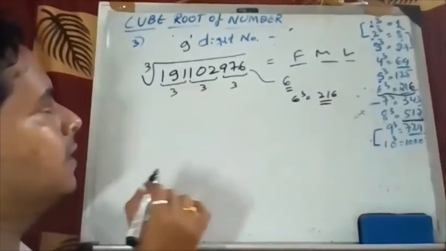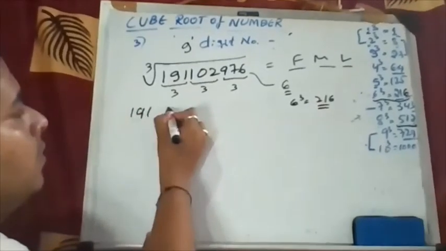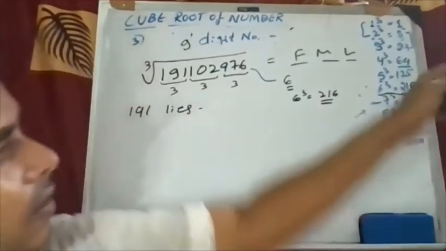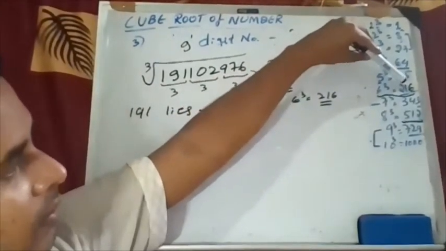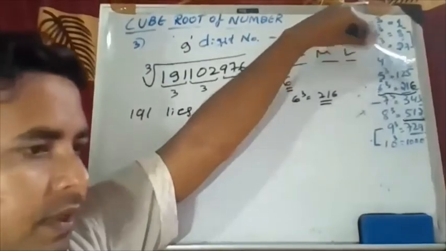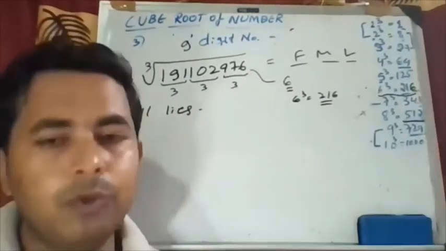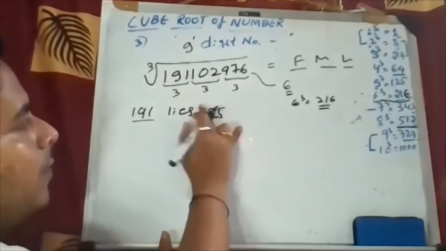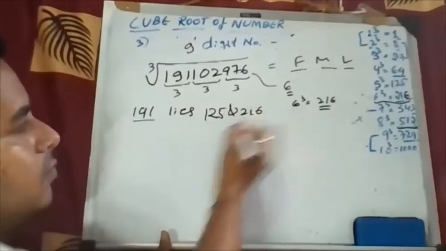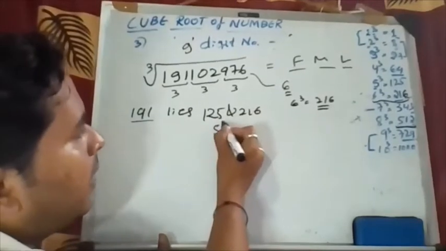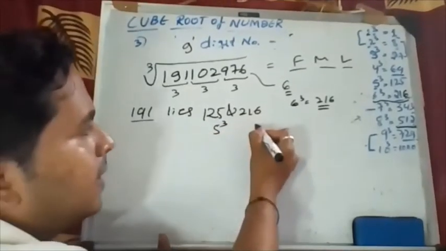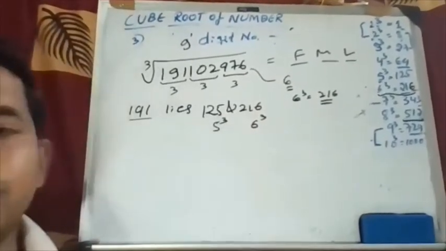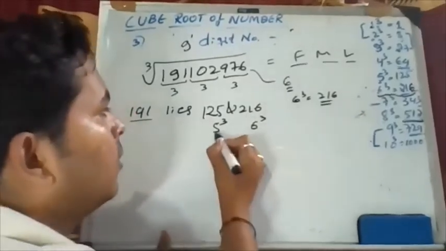And what is the first digit? 191. 191 lies where? 191 कहाँ रहता है? 125 and I think this will lie between 125 and 216. So 191 lies between 125 and 216. 125 किसका क्यूब है? Cube value है 5 cube and this is a 6 cube. Okay, so which is the smallest number here? 5 is the smallest number. So take a 5 as the answer.